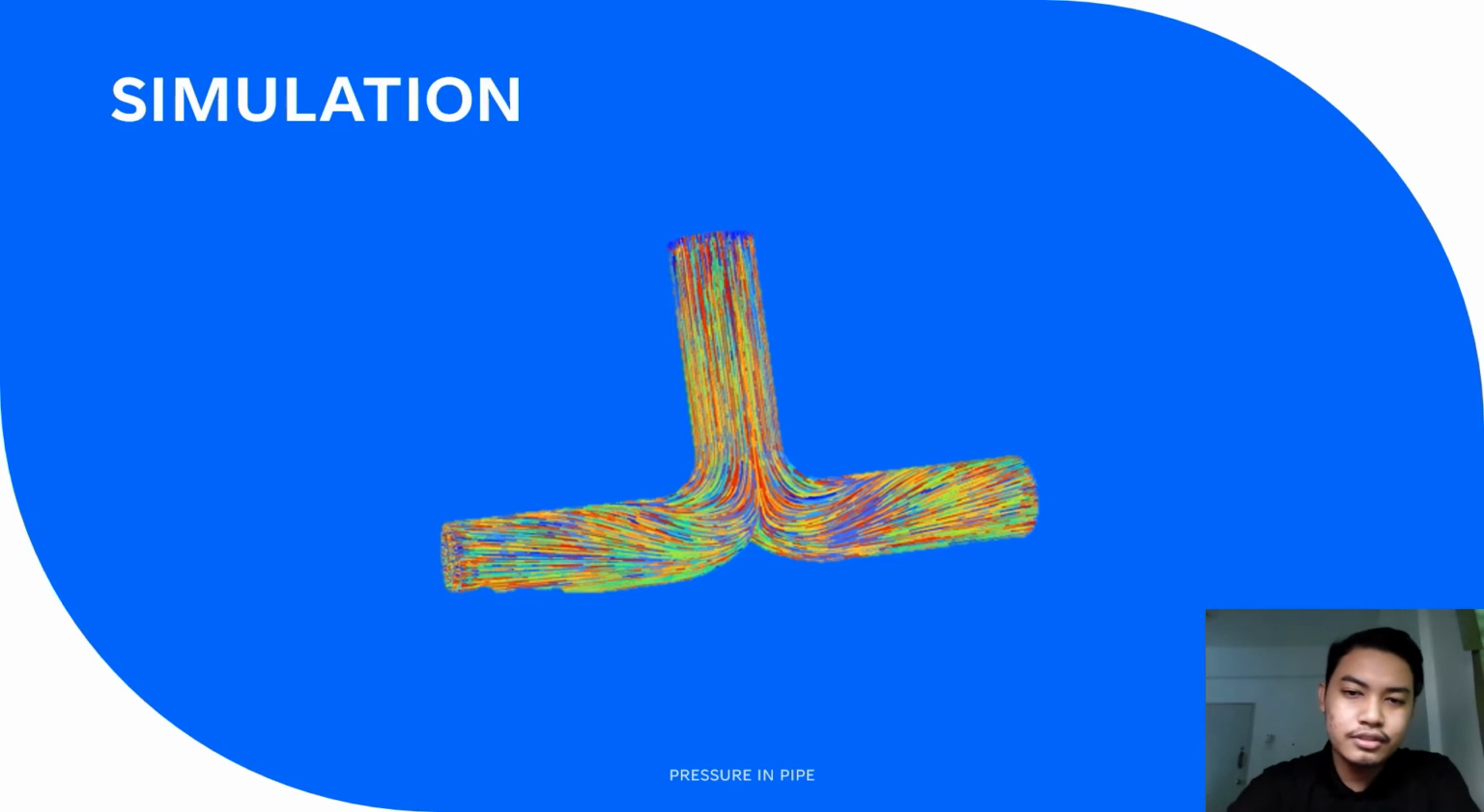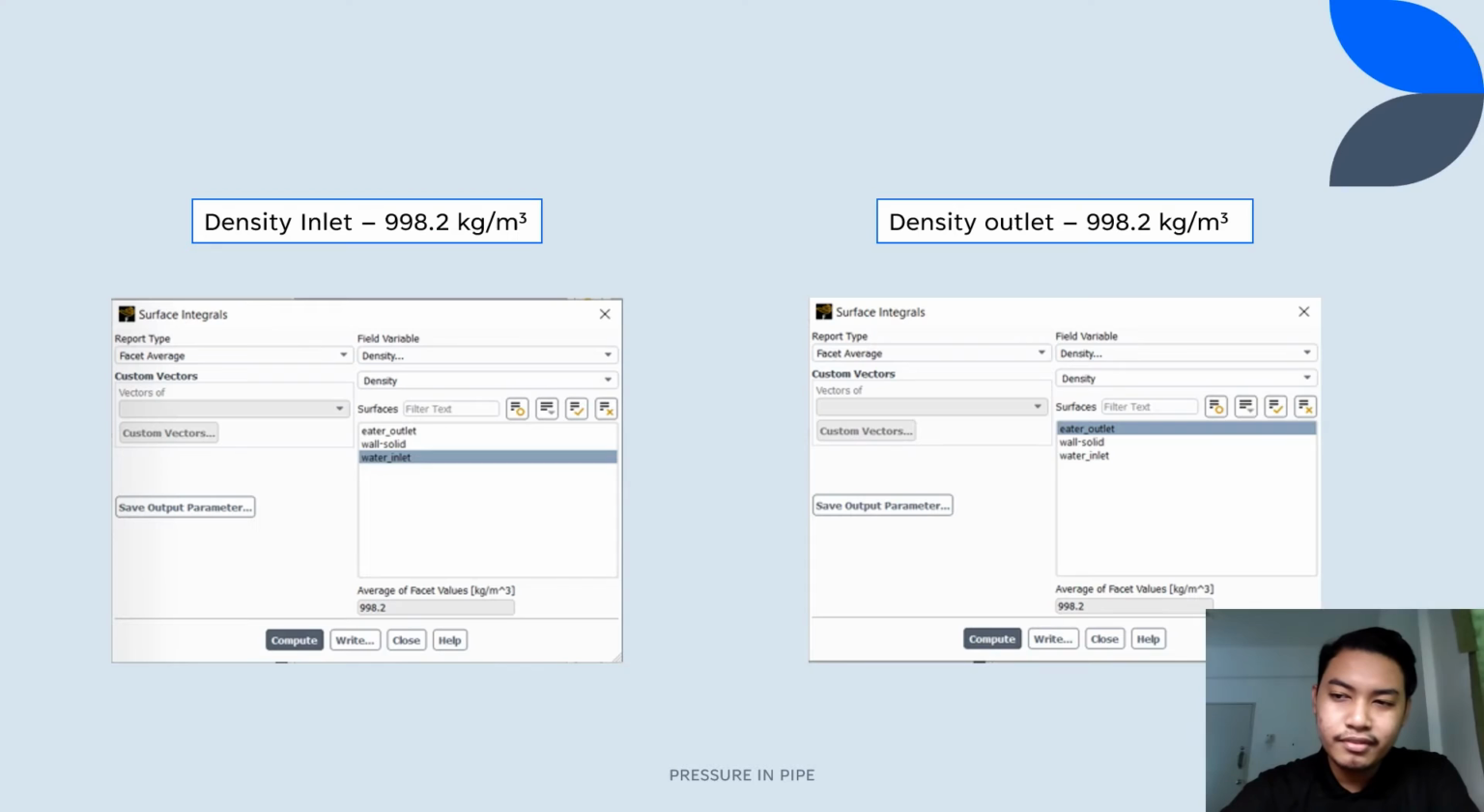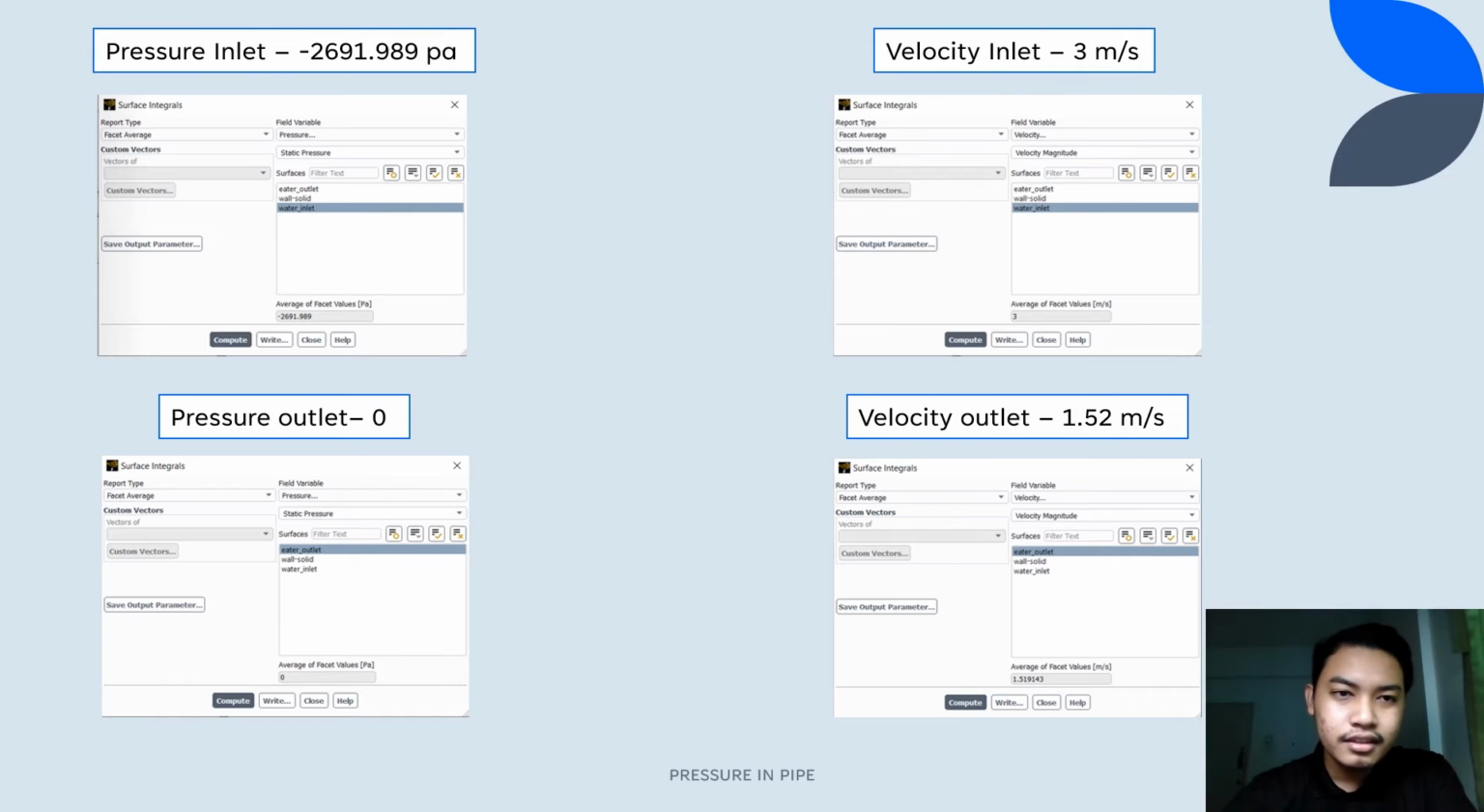After that, we go to the simulation of the 3 tube. Okay, density inlet we get 998.2 kilogram per meter cube. Outlet we get the same as the inlet density. Pressure inlet we get negative 2691.989 Pascal, but pressure outlet we get 0 Pascal. Velocity we can see is 3 meter per second at the inlet, and at the outlet 1.52 meter per second.